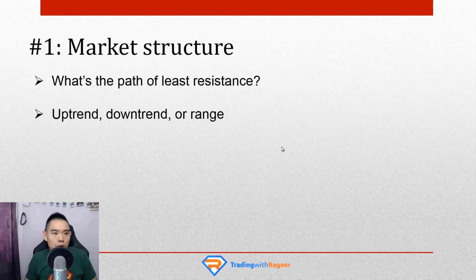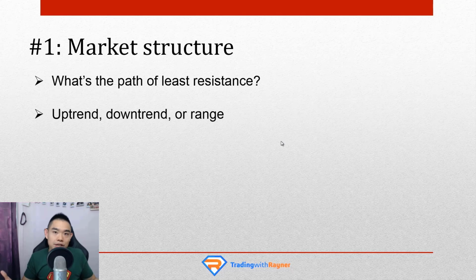The first thing that I want you to pay attention to is market structure. So the point of market structure is all about asking yourself, where's the path of least resistance? So if you see a chart where the market is in an uptrend, then what do you want to do? Well, you want to buy, of course. You want to be buying in an uptrend. And likewise, if a market is in a downtrend, then what should you do? You should buy. Now I'm just smoking you, right? You should be selling in a downtrend.